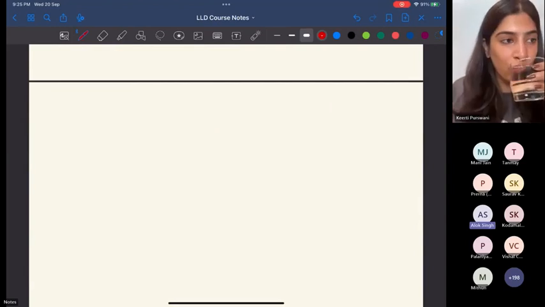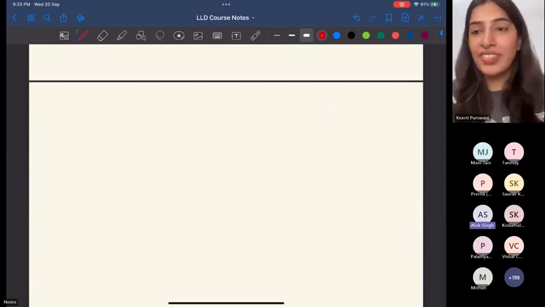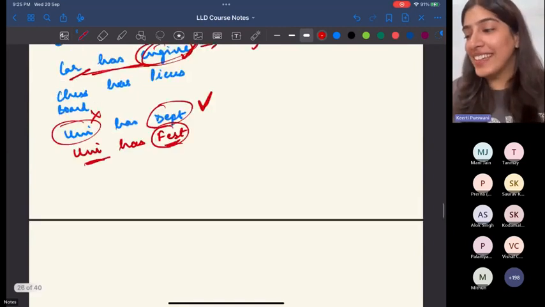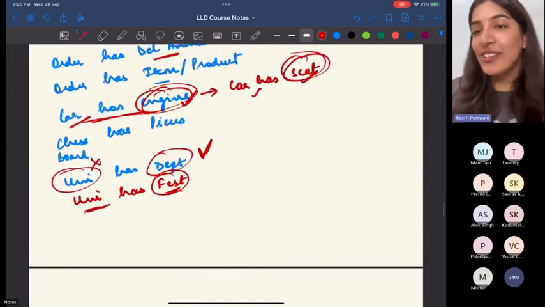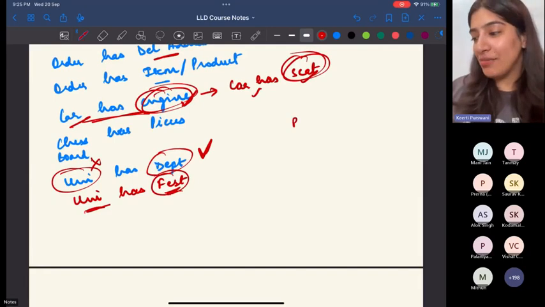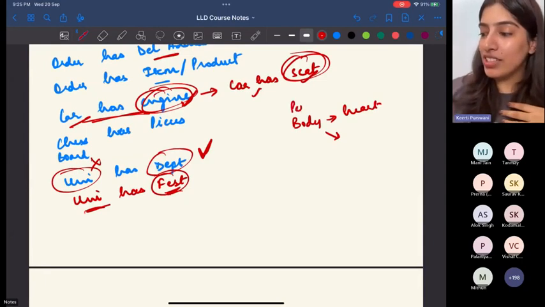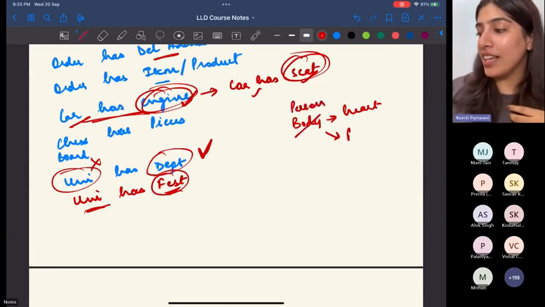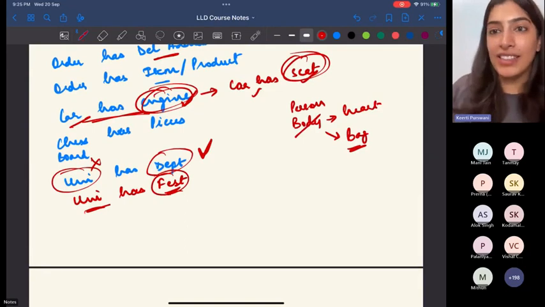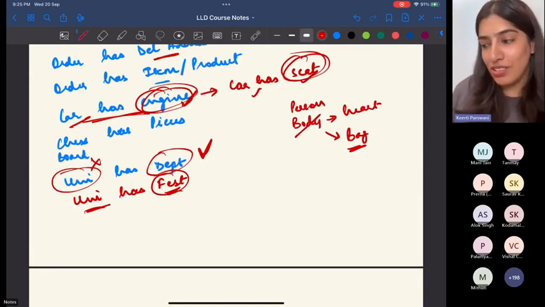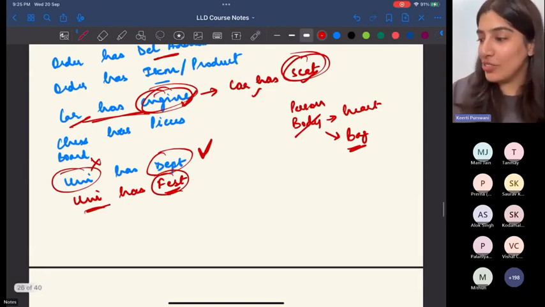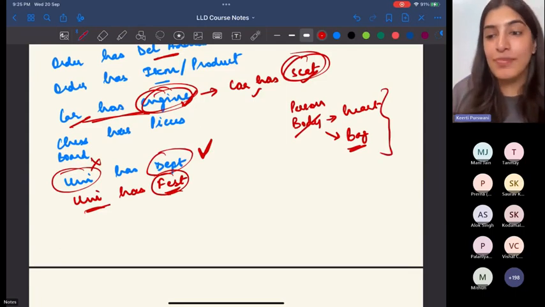Any other examples? Body has eye. Hmm. The body has eye. Pizza has toppings. I knew this example will definitely come. Okay, so let me give this example. Body has, say, heart, and it has, say, person. Okay, so person has a heart and person has a bag. Now, bag can exist without person. Can heart exist without person? No. Okay, so this is a good example to understand the concept.